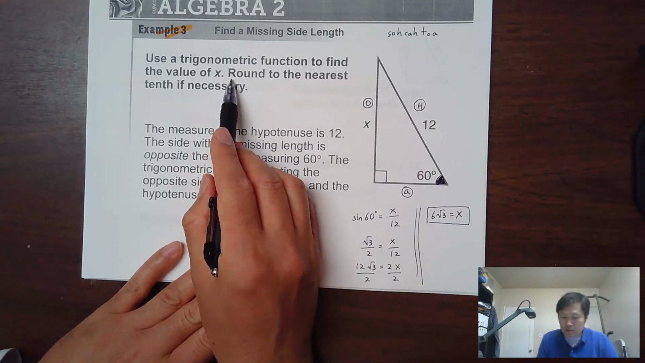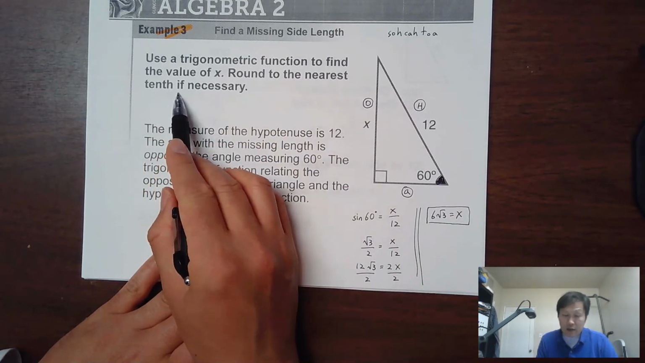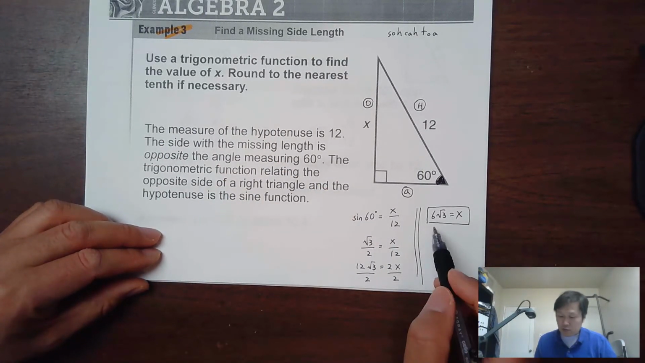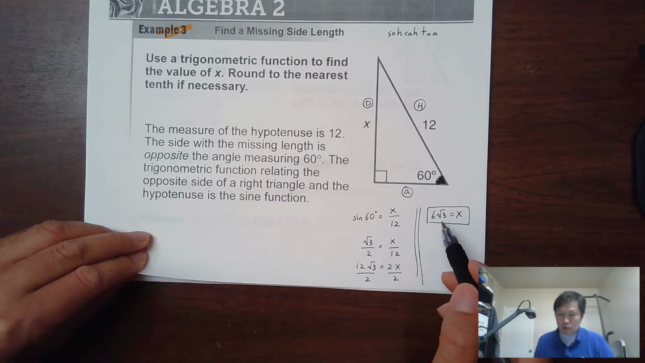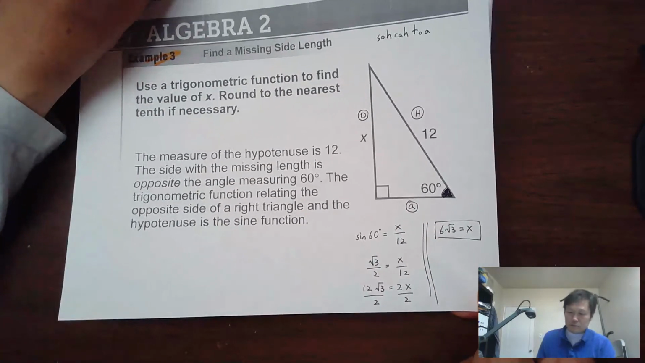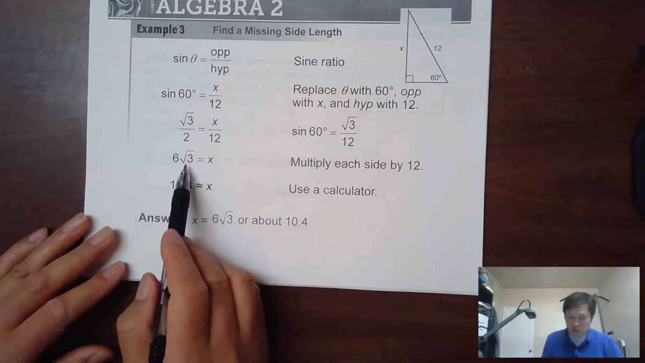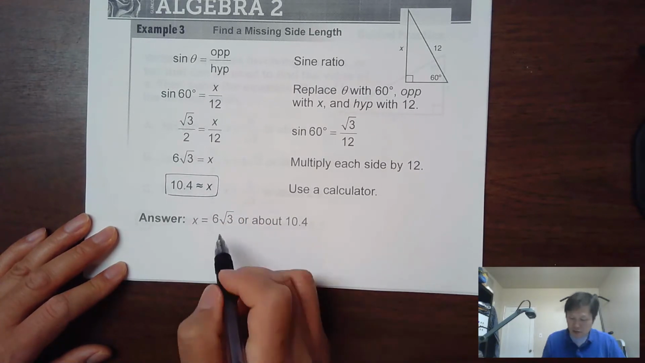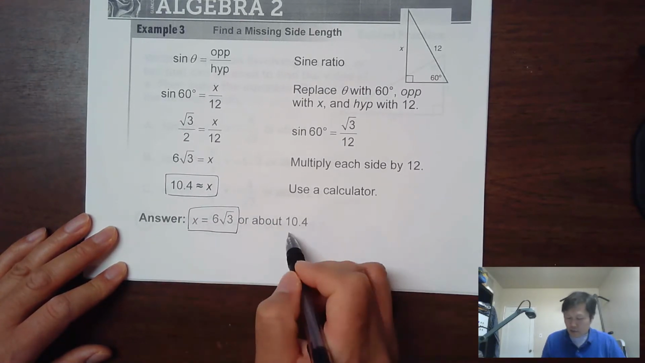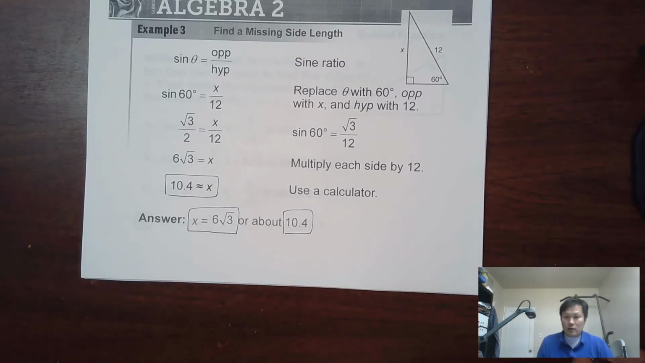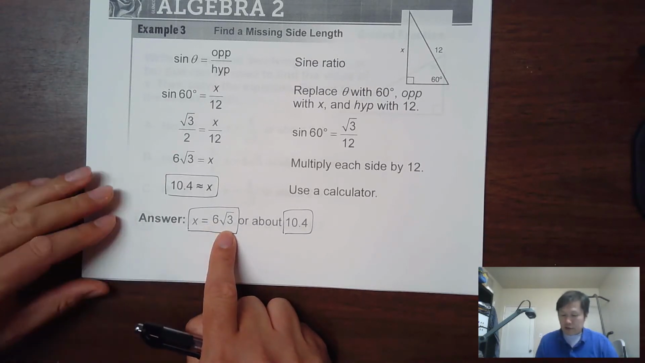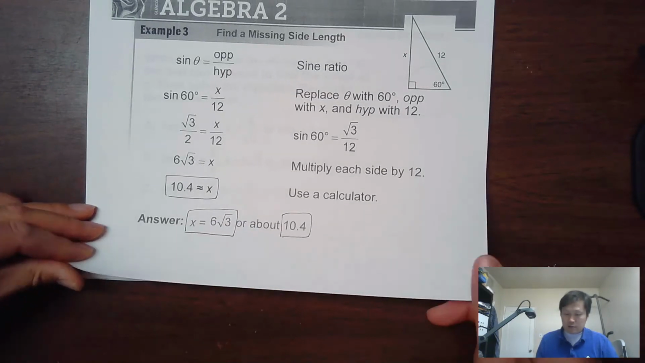Well, in this problem, they said round to the nearest tenth if necessary. So it seems like they want a decimal value. So you type that into the calculator, and you will get a decimal value, which is 10.4. So they said the answer is this or this. They're taking both of them as a correct answer. Usually, this is the good answer, especially when the angle is a special angle.